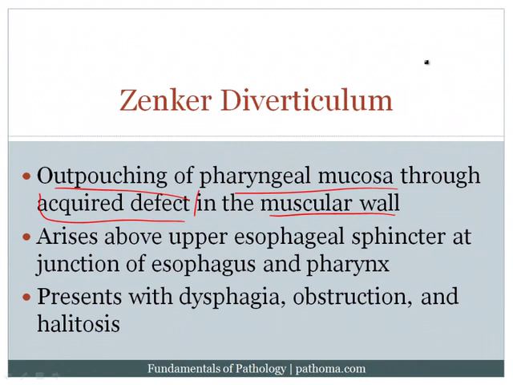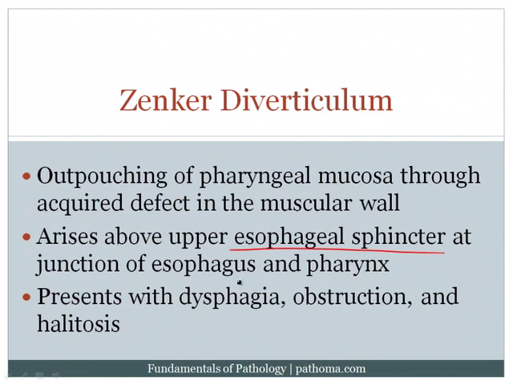So you can imagine it as such. If this is the mucosa here, this layer is the mucosa, remember that behind it is going to be this muscular wall. Now if there's disordered swallowing, you're going to generate some high pressure in this particular region, and then that's going to result in a protrusion of the mucosa backward through the acquired defect in the muscular wall. This usually occurs just above the upper esophageal sphincter at the junction of the esophagus and the pharynx, and this is the classic location.